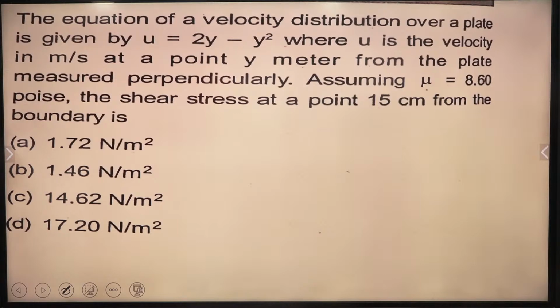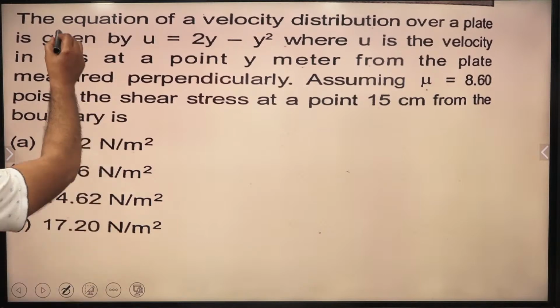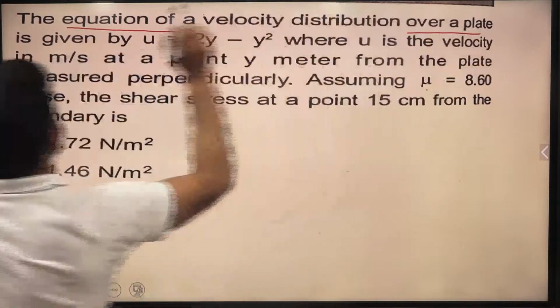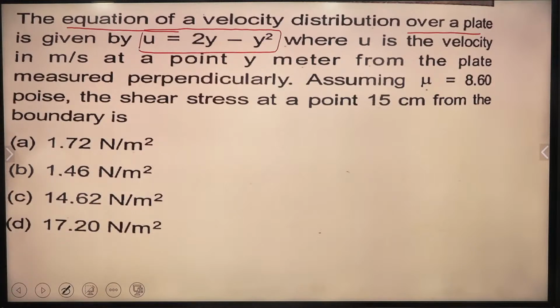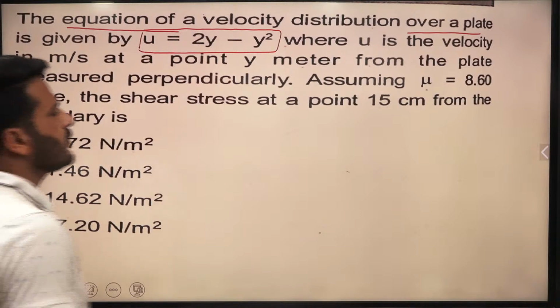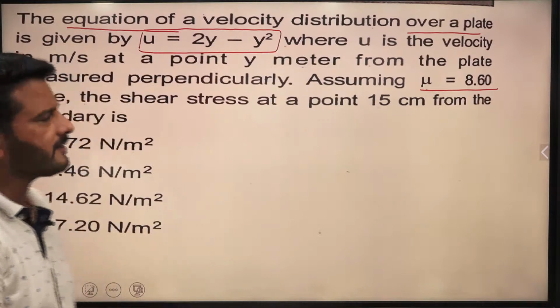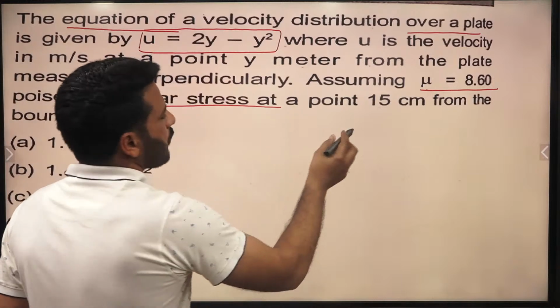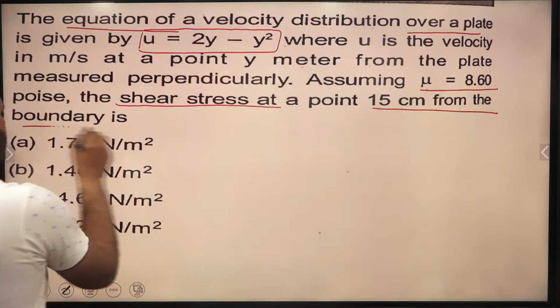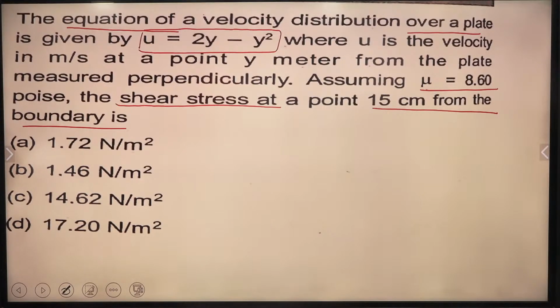Okay. Here the next question. The equation of a velocity distribution over a plate is given by u equal to 2y minus y square, where u is the velocity in MPS at a point y meter from the plate measured perpendicularly. Assume the dynamic viscosity is 8.6 poise. He's asking about the shear stress at a point 15 centimeter from the boundary. That is the question basically.